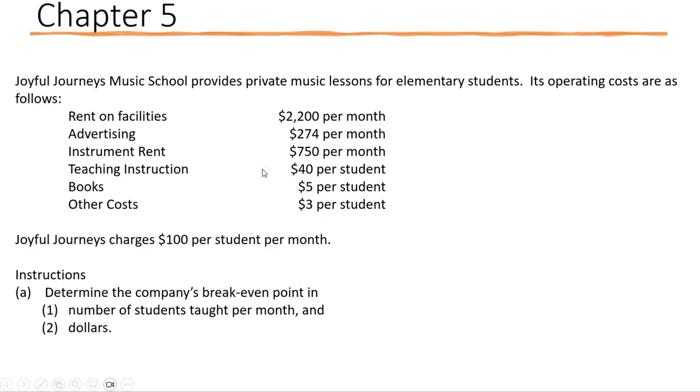So the first one, Joyful Journeys Music School, provides private music lessons for elementary students. Its operating costs are as follows. They have rent on facilities, $2,200 per month. Advertising, $274 per month. Instrument rent, $750 per month. Then we have per student costs. Teaching instruction is $40 per student. Books are $5 per student. Other costs are $3 per student. Joyful Journeys charges $100 per student per month.